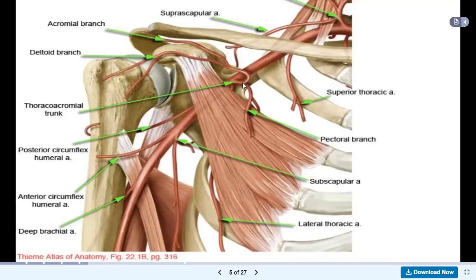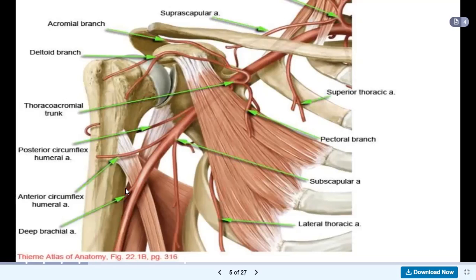So we have the thoracoacromial trunk, from which we have the acromial branch and the deltoid branch, and then we also have the lateral thoracic artery, which is coming down here. Then the third part, which we said is between the lower border of the pectoralis minor muscle and the teres major muscle. So here you see the different branches.